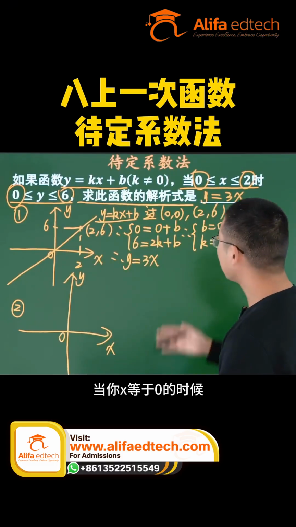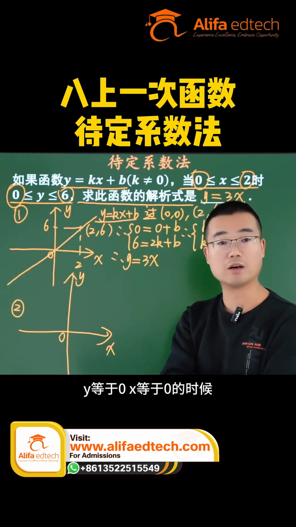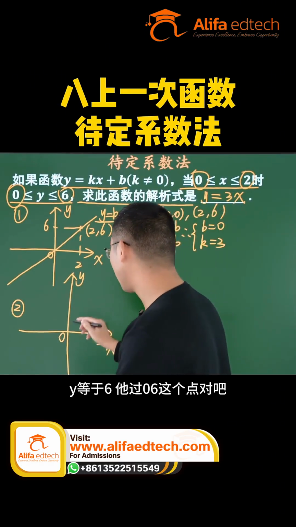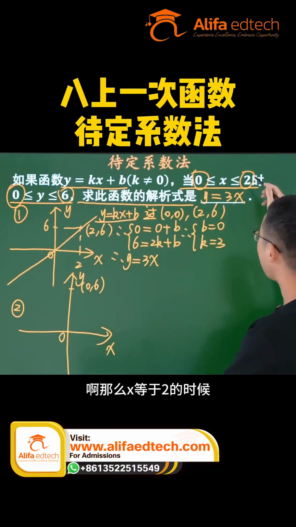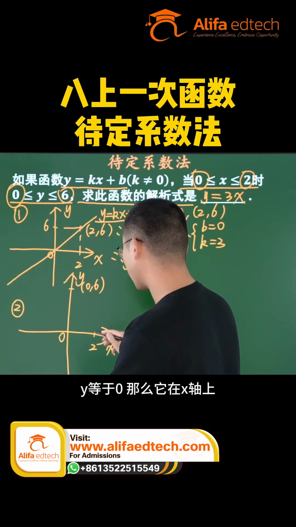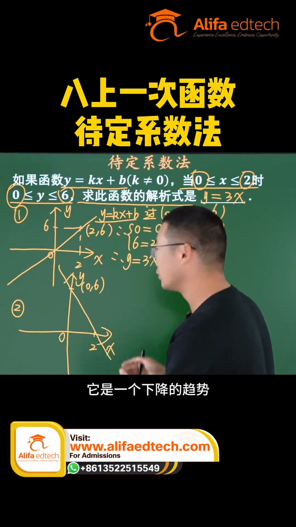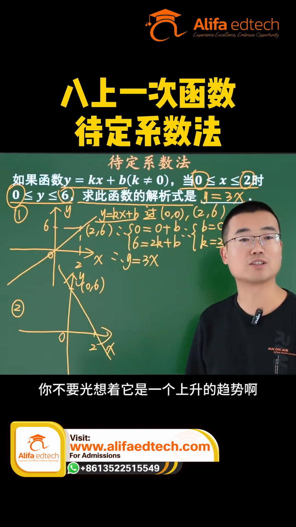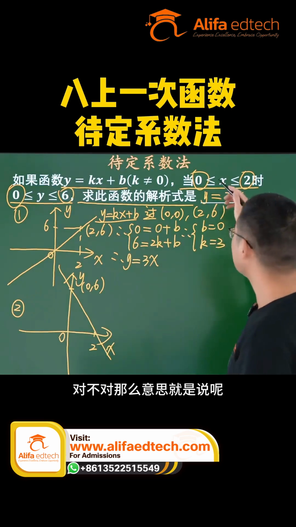When x equals 0, y equals 6. When x equals 2, y equals 0. It passes through point 0, 6, right? And when x equals 2, y equals 0, so it's on the x-axis. Could it possibly look like this? It's a downward trend. Don't just assume one solution. It is an upward trend. It could also be a downward trend, right?